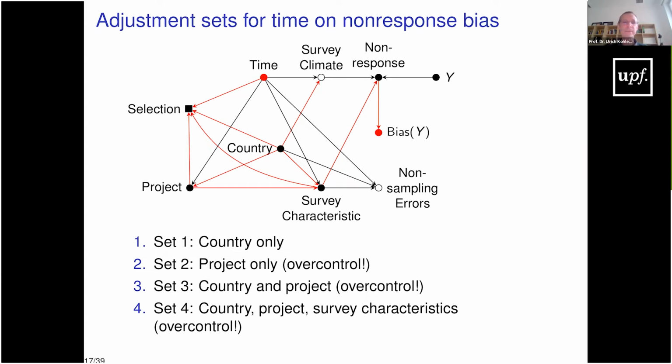So we use the same adjustment sets. None of these adjustment sets identify the total effect of time on bias, but we hope that the truth lies somewhere in between.